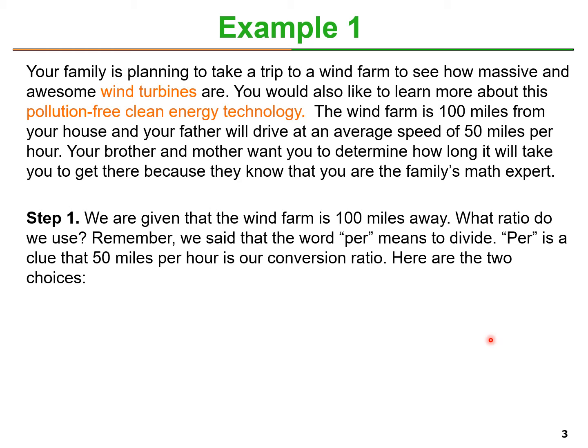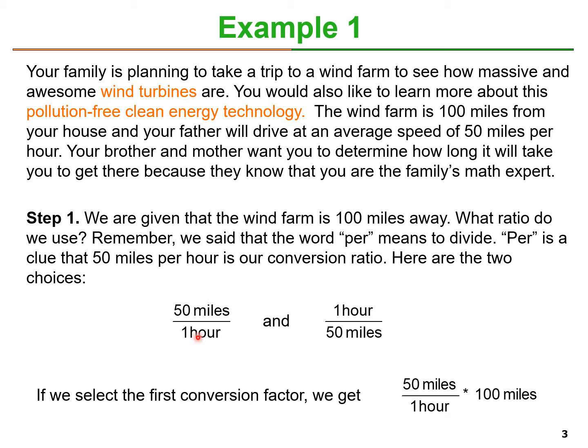The two choices are 50 miles in the numerator and 1 hour in the denominator, or 1 hour in the numerator and 50 miles in the denominator. So which one do we choose? Let's select the first one, 50 miles in the numerator. And then remember, we multiply the conversion factor by what we are given. We're given 100 miles.